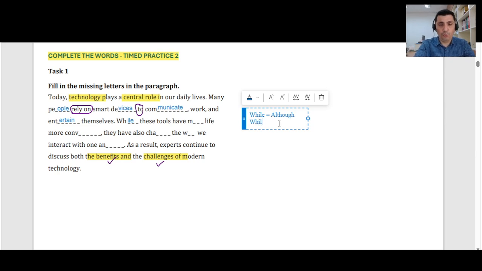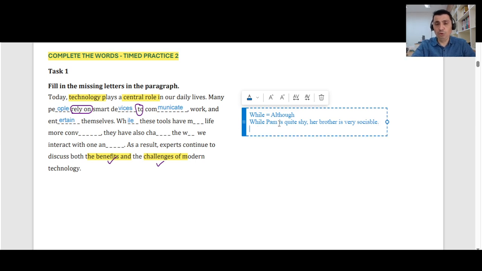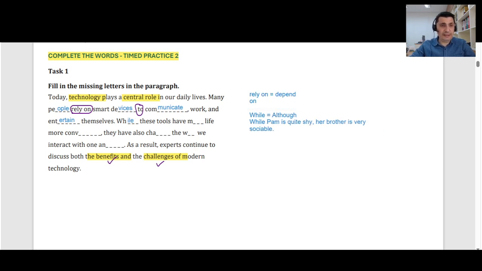For instance, while Pam is quite shy, okay, her brother is very sociable, right? So we are giving two exact negatives. Pam is a shy person. On the opposite side, her brother is very sociable. So these are negative things, as you can see, and while gives this negativity.